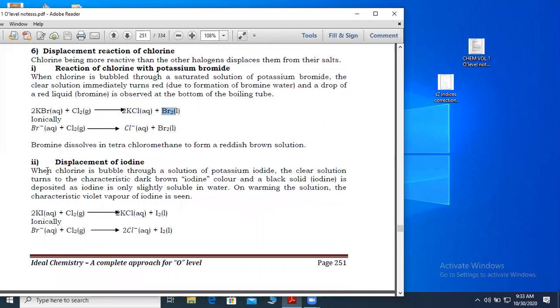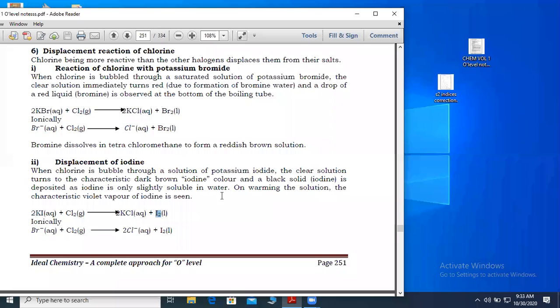Now, let us look at this one also. Potassium iodide plus chlorine. Again, the same story is what we are going to talk about. Remember, potassium iodide is colorless. So when it reacts with chlorine, chlorine will displace the iodine from potassium iodide, because chlorine is more reactive than iodine, and it will form potassium chloride plus iodine.